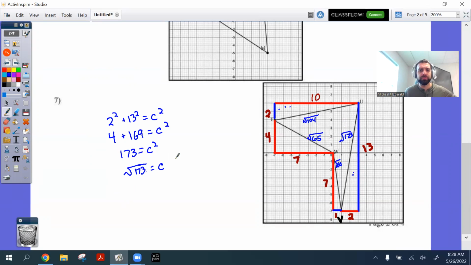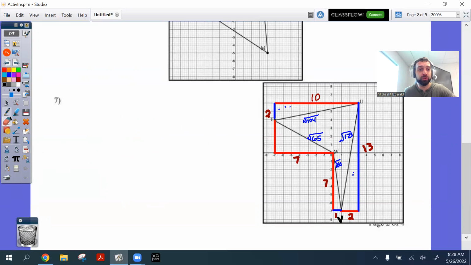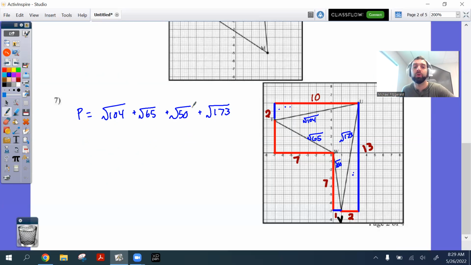So what we'd say, if we wanted to be exact, which is the point of math. Of course we can round, but why do that when we can do better? We'd say the perimeter is equal to the square root of 104 plus the square root of 65 plus the square root of 50 plus the square root of 173. We don't add these within a square root. We don't say the square root of 104 plus 65 plus 50 plus 173. You'll get a different answer. So you don't put them all under one square root. You just stop there. That's our perimeter.